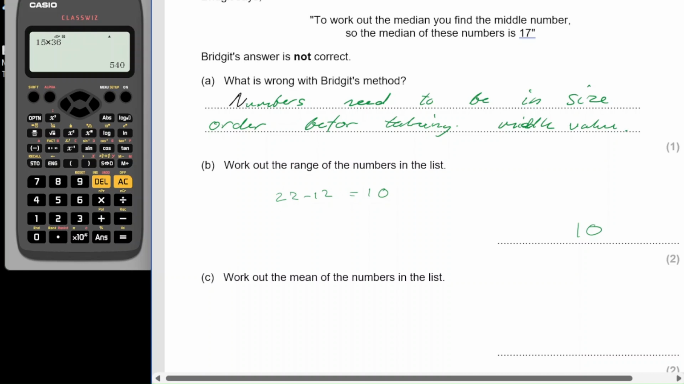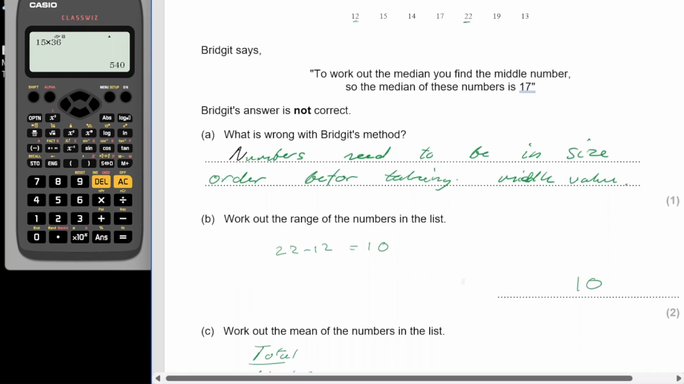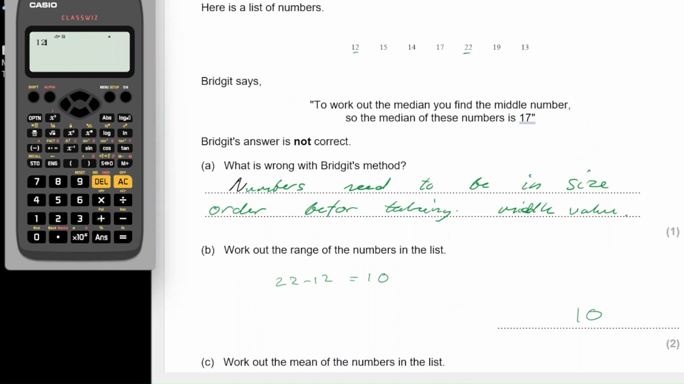Work out the mean from the list. So we're going to add them all together. Total divided by number. So the total is going to be 12 plus 15 plus 14 plus 17 plus 22 plus 19 plus 13. So our total is going to be 112.